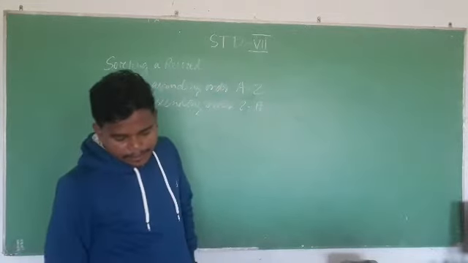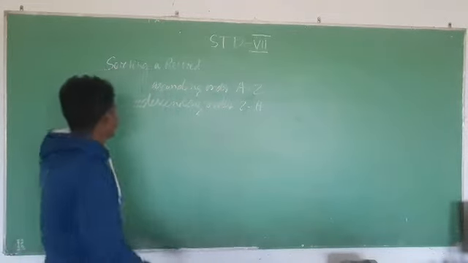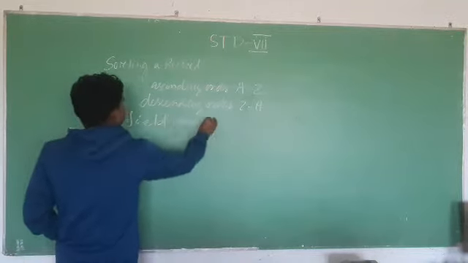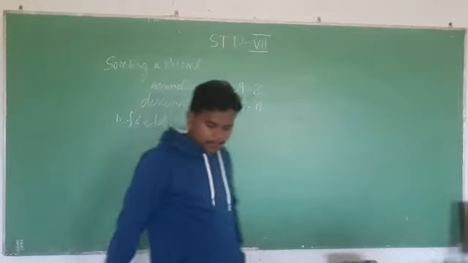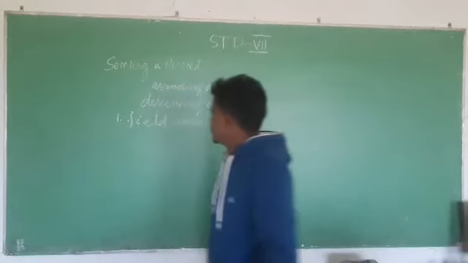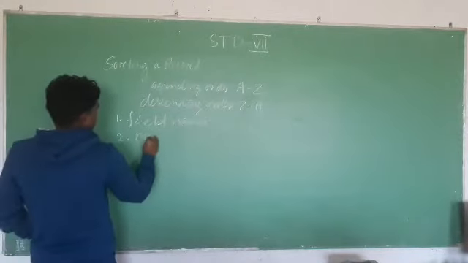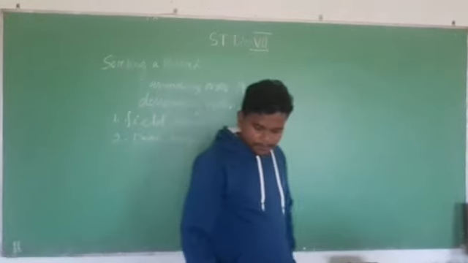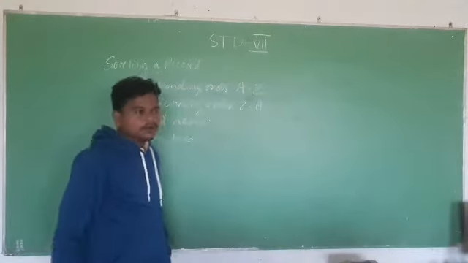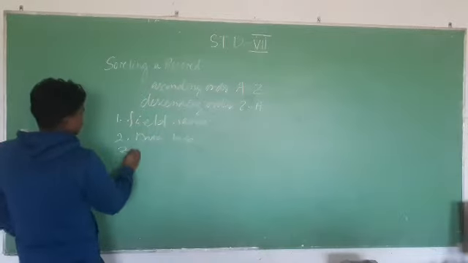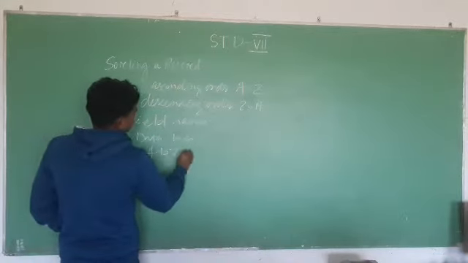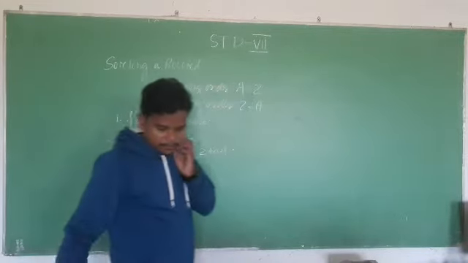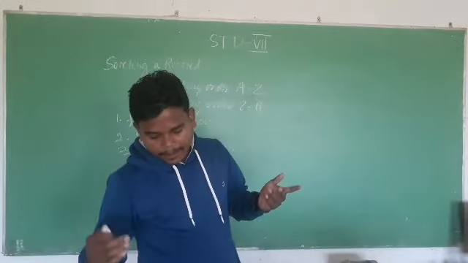So to sort the records in a list, we have to follow some steps. First one, click on the field name that you want to sort. Second one is click on the data tab. Third one is click on the sort A to Z or Z to A.